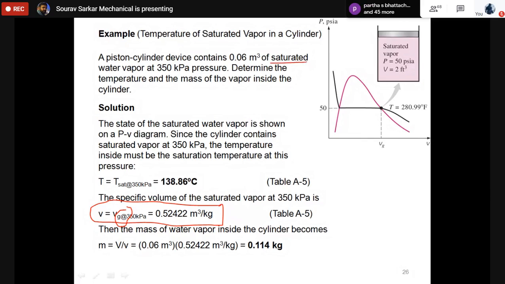Okay. So if they ask me to find out what the mass is, I will simply divide this total volume by the specific volume. So this is nothing but V into rho, because already someone told me that 1 by specific volume is nothing but the density. So rho into volume equals mass. So I will get my mass.